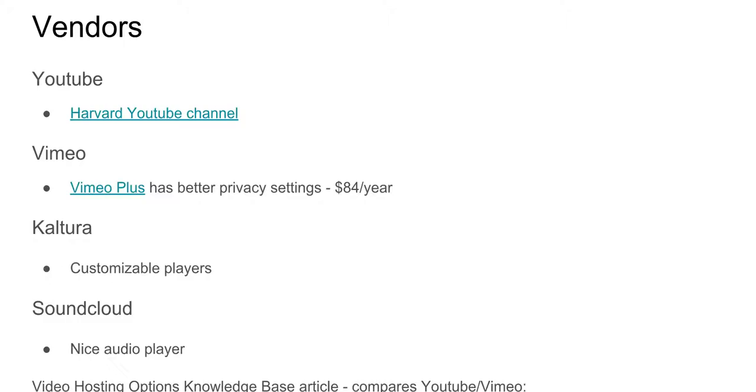And Kaltura has a customizable player. There might be some other benefits to it that I'm unaware of. I don't know if anybody's used that before for embedding video. I already talked about SoundCloud, and here's a link at the bottom to an article you can reference on the ABCD OS website. It compares YouTube and Vimeo a little bit.